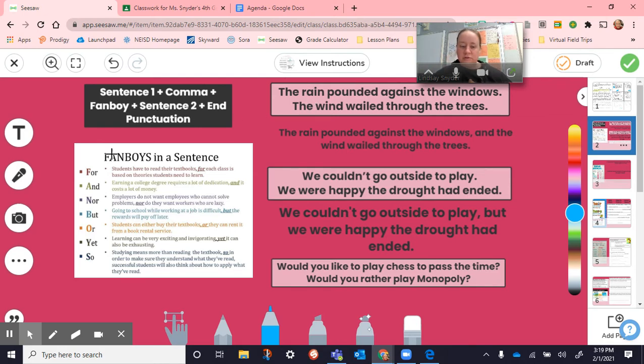The fanboy that we used was "and" because we were combining the two things. We were saying this is what this is doing and this is what this is doing. So we used the fanboy and then we added the second sentence: The wind wailed through the trees, and then our end punctuation with the period. The second part: we couldn't go outside to play. We were happy the drought had ended.